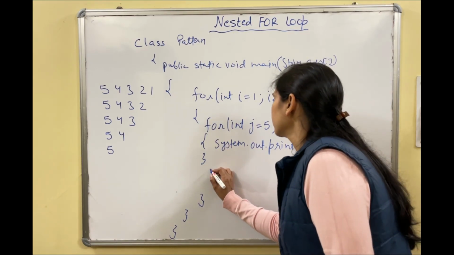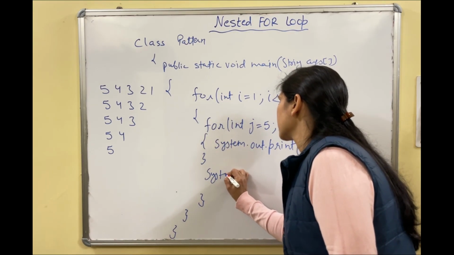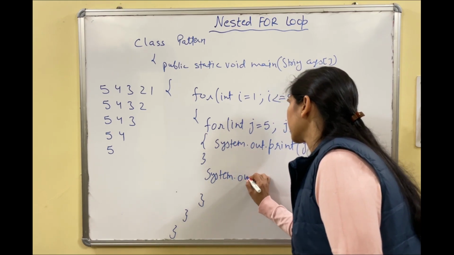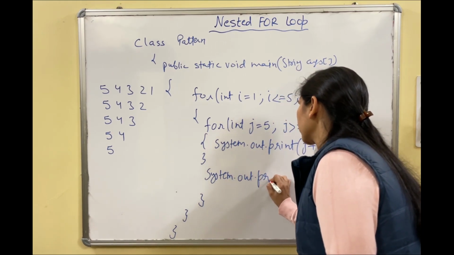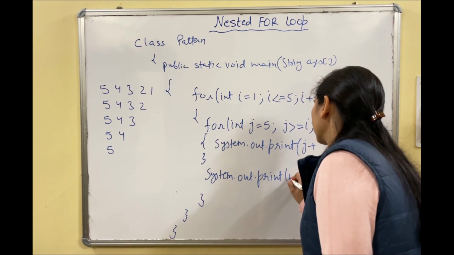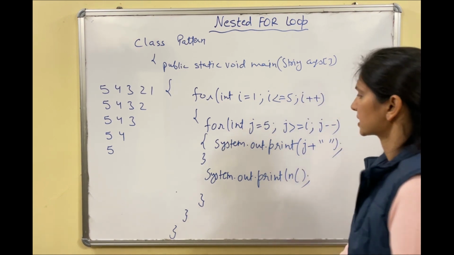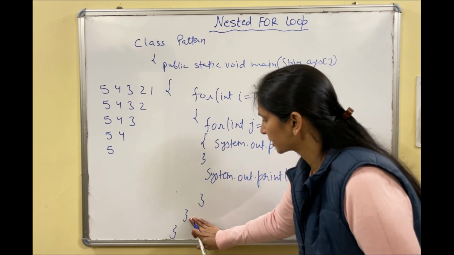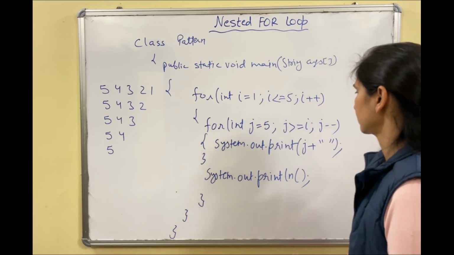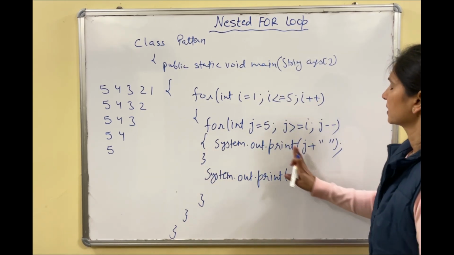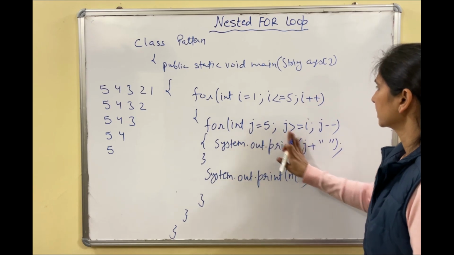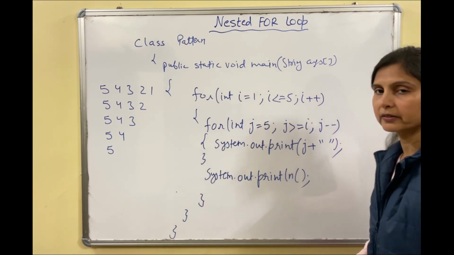Okay, after the inner loop, System.out.println. Here the outer loop will be closed, here the main method is closed, here the class is closed. So this is the thing. So I 1, J 5 to 1, I 2, 5 to 2. I hope you have understood this.